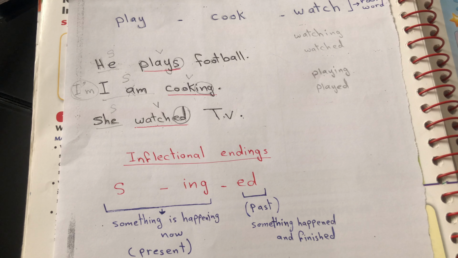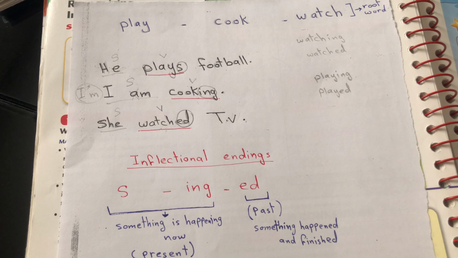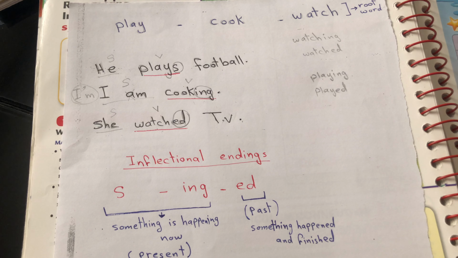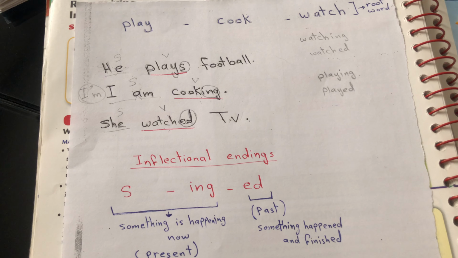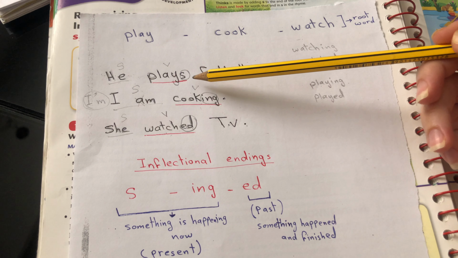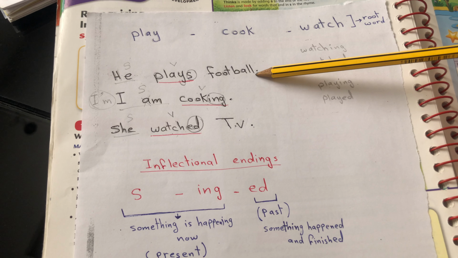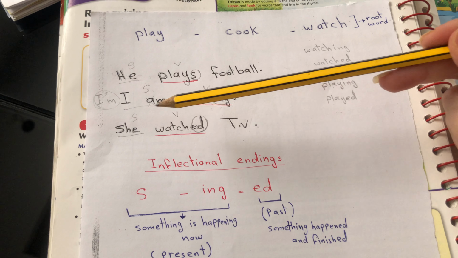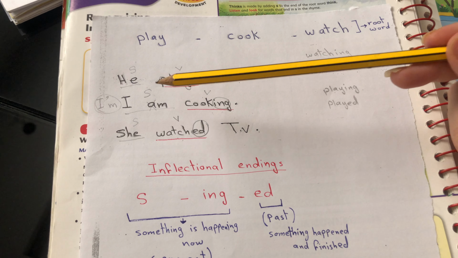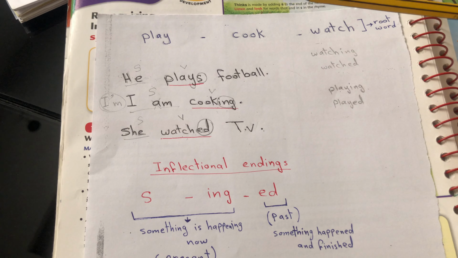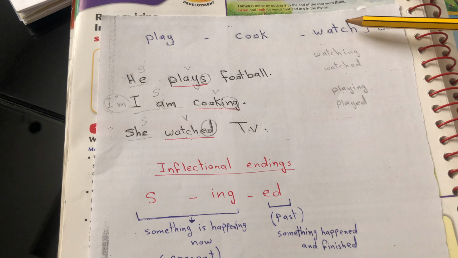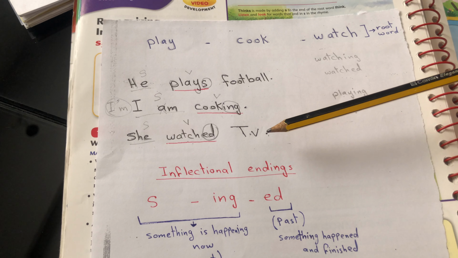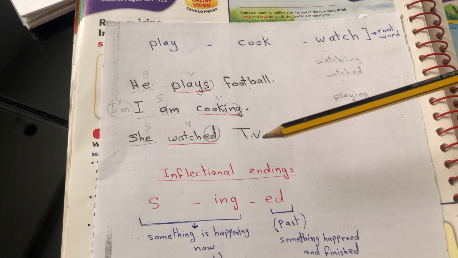Who can put me the verb play in a sentence? Like what? Like, I play football. He plays football. Who can put me the verb cook in a sentence? I am cooking. Who can put me the verb watch in a sentence? She watched TV.